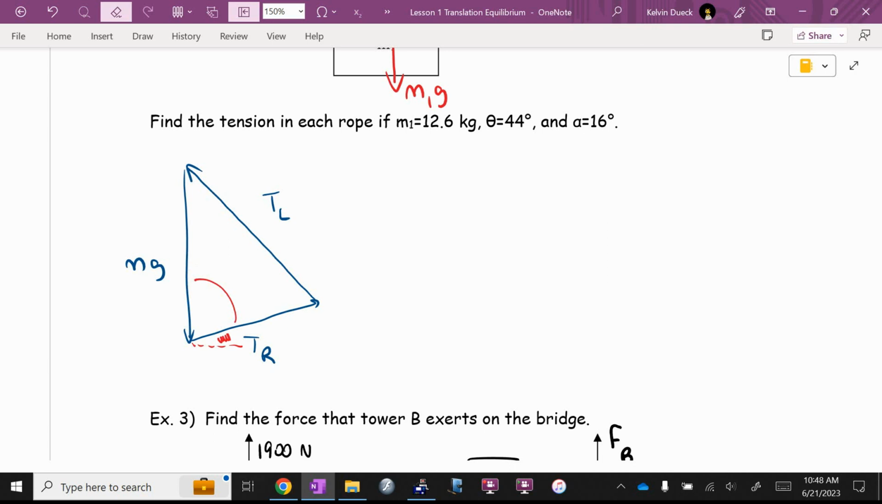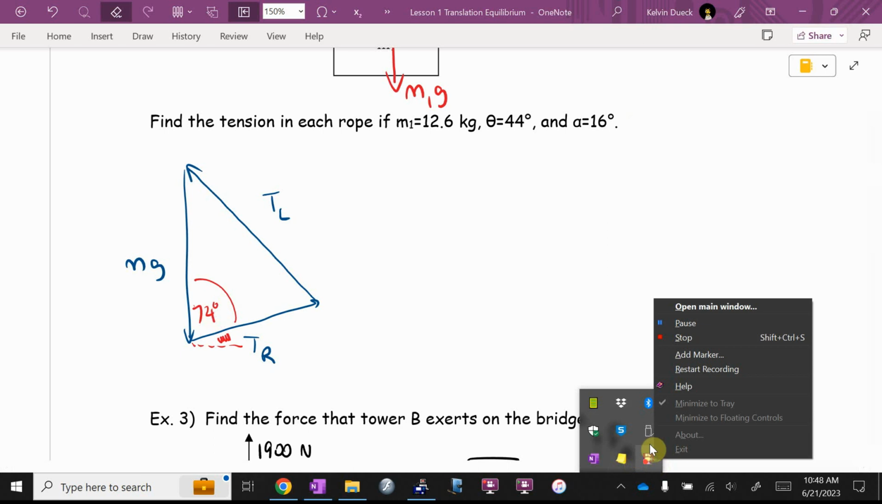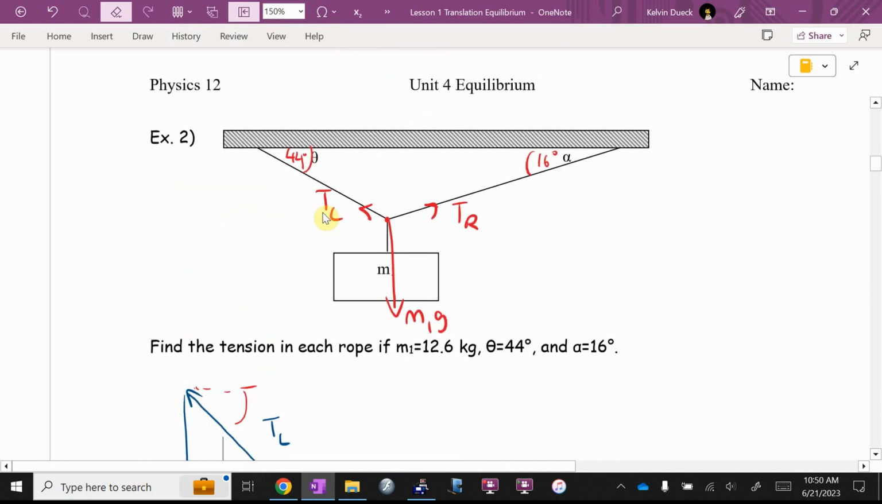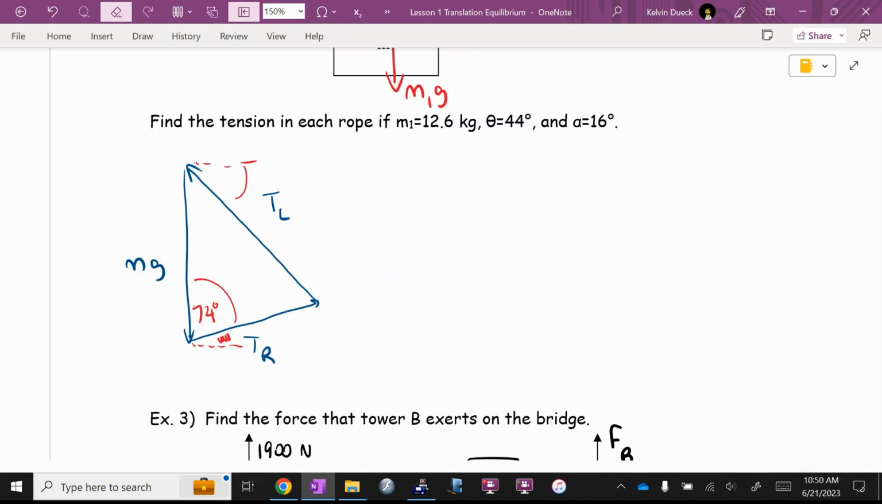How big is this angle right here? 74? Let me pause. And then it looks like if I add another horizontal line, how big is this angle? Well, apparently it's 44 degrees. I don't want that. I want this angle, 90 minus 44, 46.